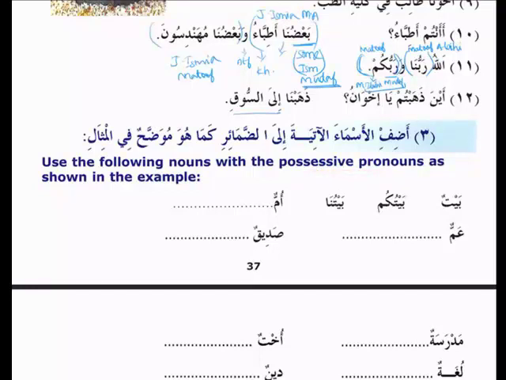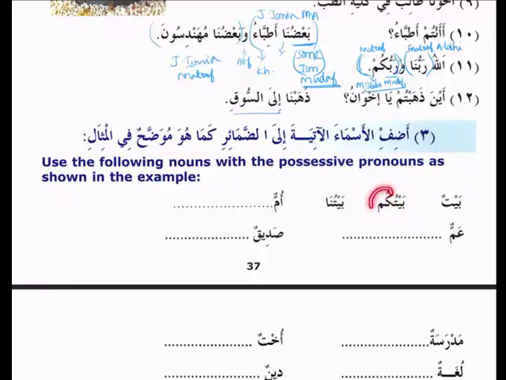You will use the nouns along with the possessive pronouns to make a murakkab idafi. So if you have these words like baitun, ammun, ummun, or sadiqun, all these nouns, you will use possessive pronouns, meaning attached pronouns. The attached pronouns are used as possessive pronouns also. Why? Because if I say baitukum, the kum is damir muttasil, attached pronoun.